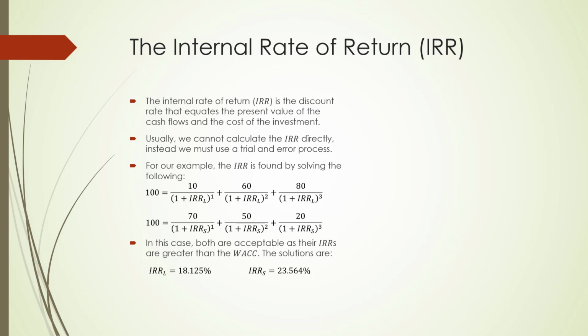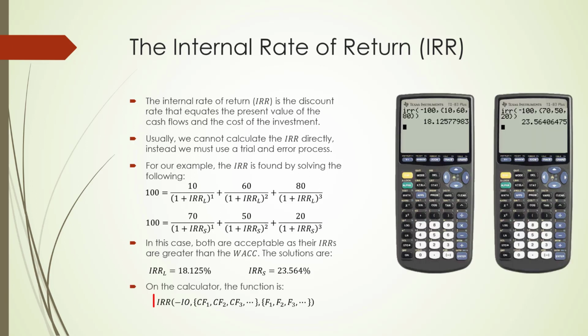Now, fortunately, you rarely have to do this by hand. Your calculator or a spreadsheet will be able to do it for you. And the calculator has a built-in IRR function that's almost identical to the NPV function, except, of course, we don't give it a discount rate because that's what we want to solve for. So you can see that function here. The first argument is the initial outlay as a negative number, followed by a list of the cash flows, and then optionally followed by a list of frequencies. Again, the frequencies of the cash flows do not have to be given if they all only happen one time each.